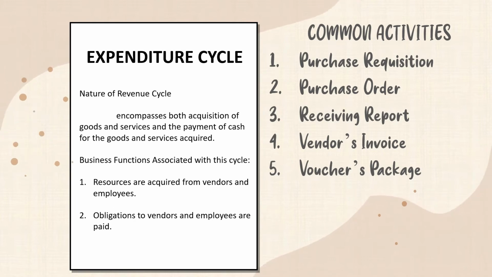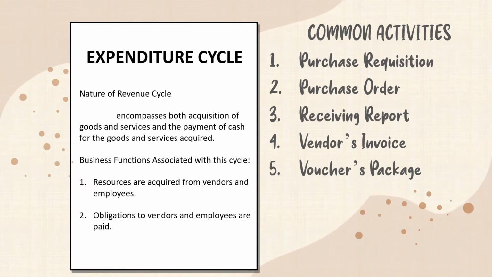And then, the common activities for this expenditure cycle: first is a purchase requisition. Purchase requisition is a request from an employee that goods be purchased. Number two, purchase order, requested and issued by the purchasing department to a vendor to purchase goods. And then number three, receiving reports. It identifies the goods received from a vendor. And then number four, vendor's invoice.